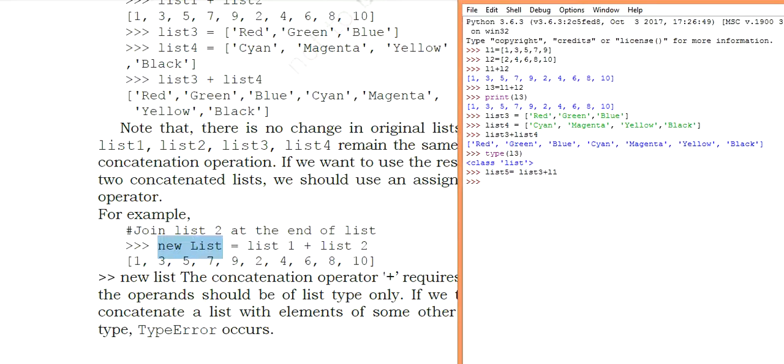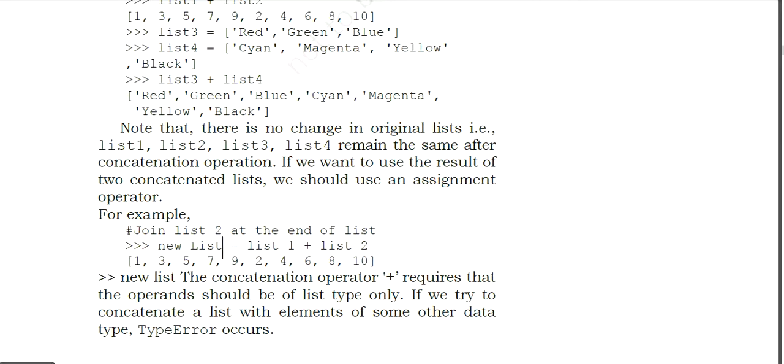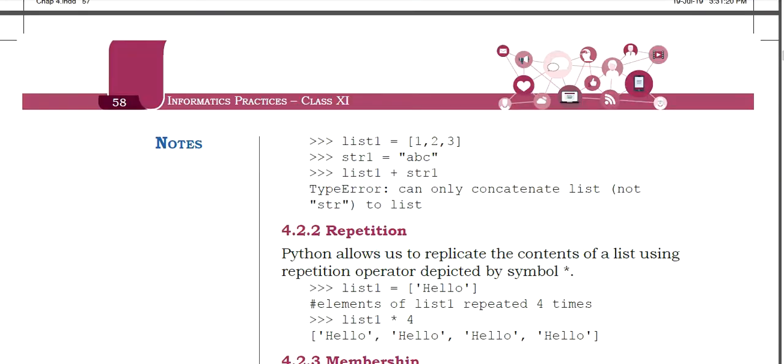If I print list 5, I can do this. So these are the concatenation of this list with this list. So see here, if we try to concatenate a list with an element of some other data type, then you will find a type error. Let's see how it shows that. See, this 1, 2, 3 is a list and this is a string. So list and string are different data types, then it will give us a type error.